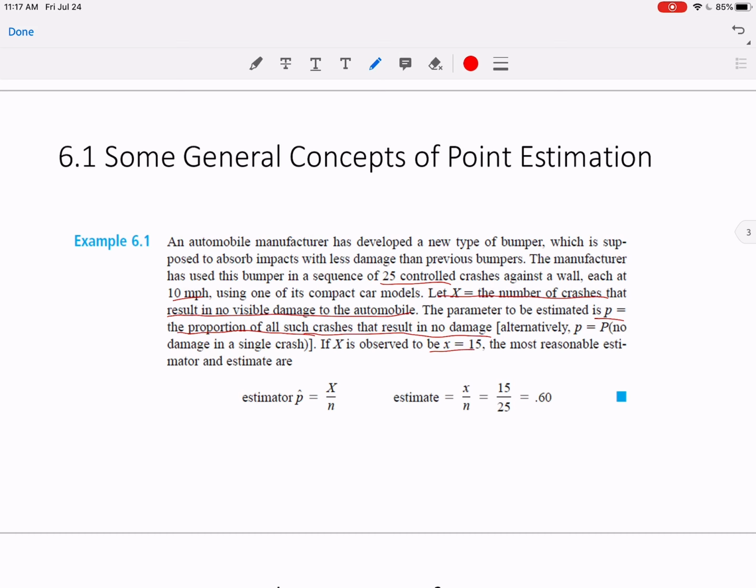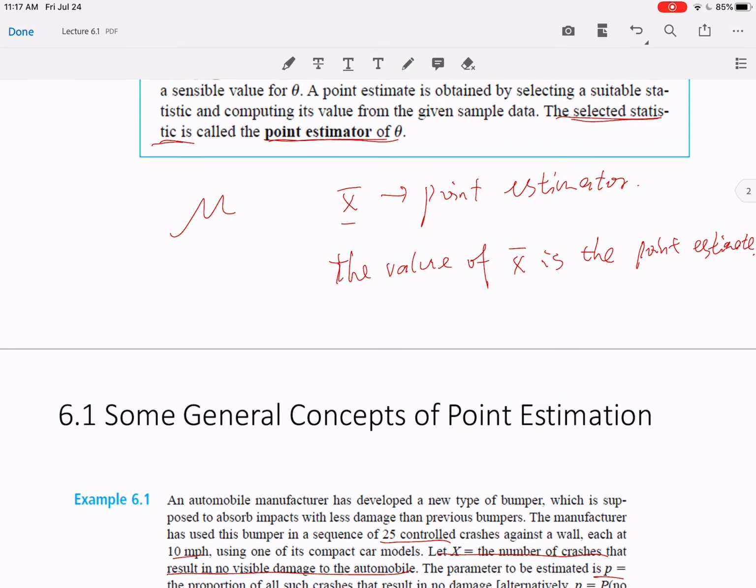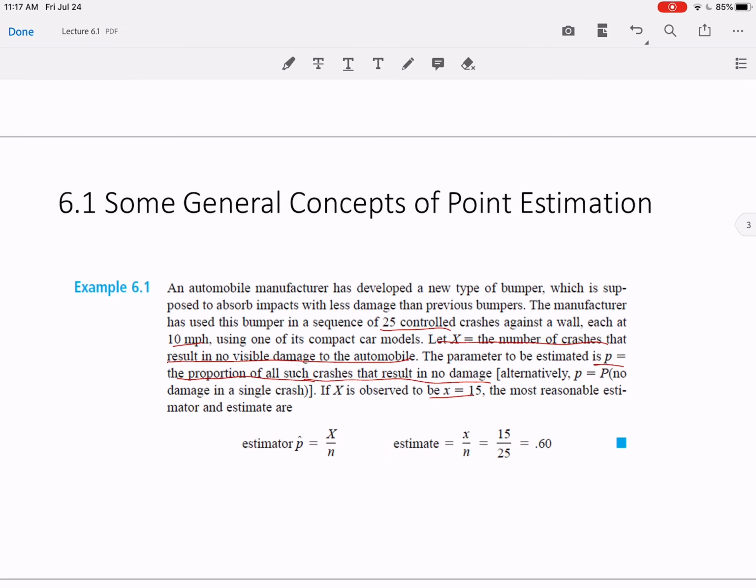So based on the definition we went over up here, we know that the point estimator is a statistic. So if we want to estimate the p here, of course the point estimator is going to be p hat, and it's going to be equal to x over n. Okay, so x is the frequency and n is the total. Okay, p hat is the point estimator, and of course the value of p hat is going to be the point estimate, x over n, which is 15 over 25, which is equal to 0.60.